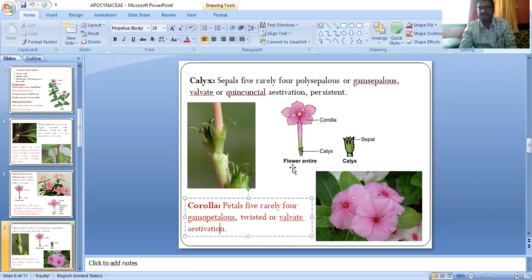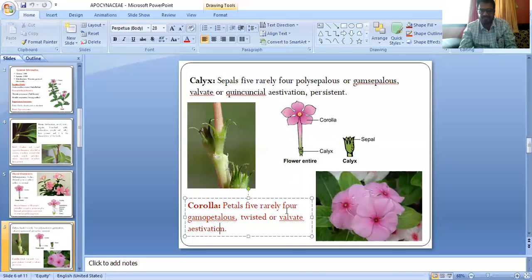It should. But here these are the petals, and all these petals are united to this corolla tube. It is nothing but the corolla tube. It is not the pedicel. Do you see the pink color? This is not the pedicel, this is the corolla tube, and all these petals are united to this corolla tube. That's why the petals are gamopetalous.